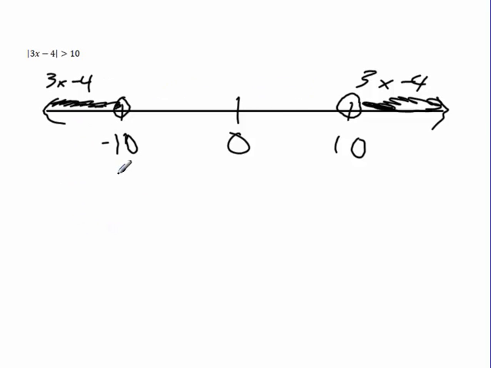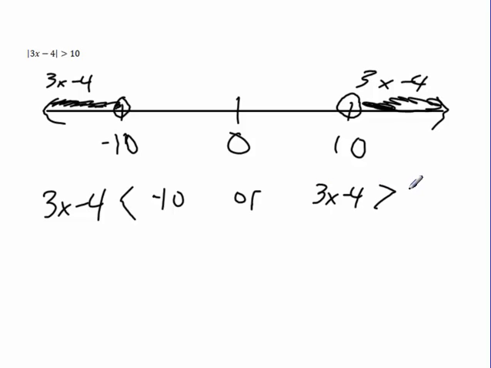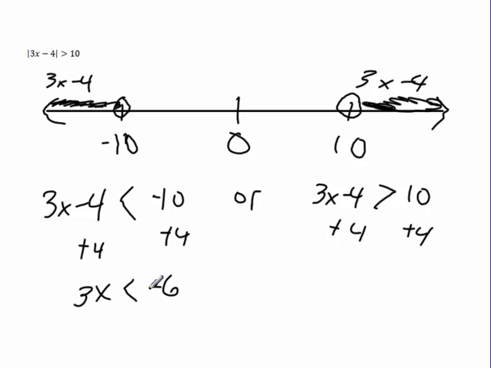So I need to set up two inequalities. I have 3x minus 4 is less than negative 10, or 3x minus 4 is greater than 10. And now we can solve for x to find out what values x can take on. So we're going to add 4 to all sides. Adding 4 to everybody. And I have 3x is less than negative 6. And here I'd have 3x is greater than 14.